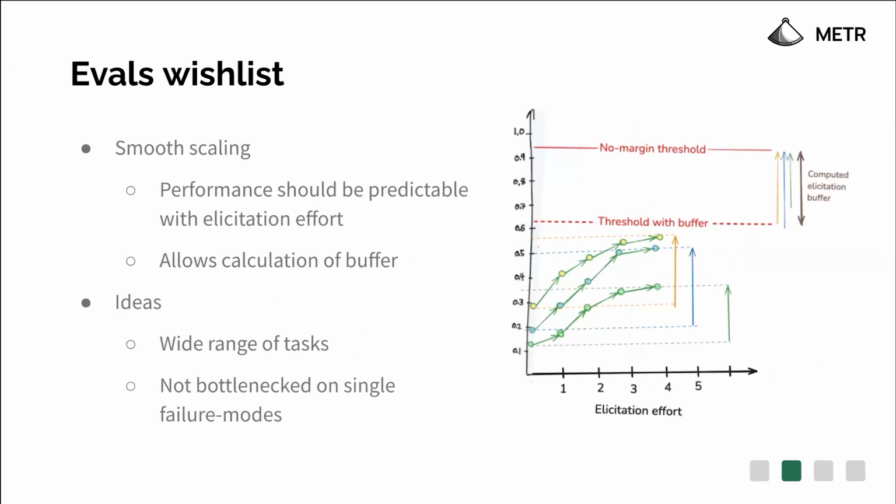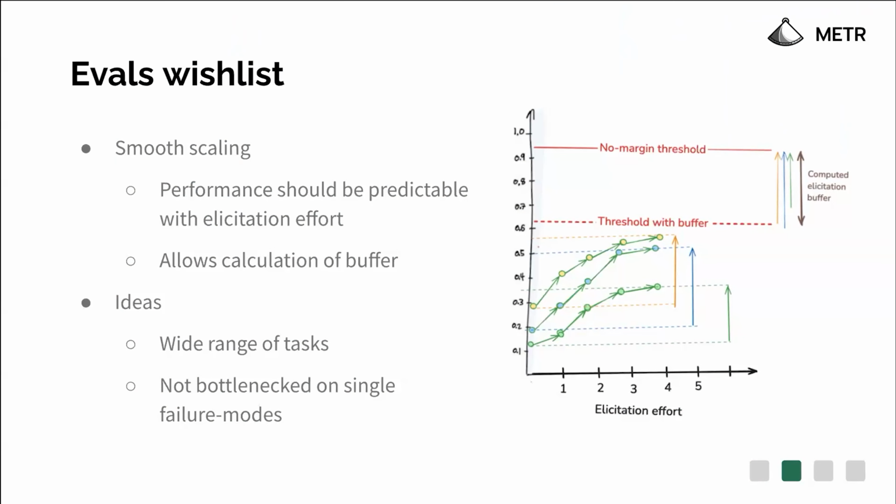Also, we'd like to have smooth scaling. This is somewhat harder than we initially thought. So we ideally want performance to be predictable with elicitation effort. To be able to characterize that, like, hey, if I put in X amount of elicitation effort, I'd expect some smooth scaling of performance on my evals. In practice, this has been observed to be somewhat difficult for most types of elicitation, except some elicitation things that we will get to, like best of K.